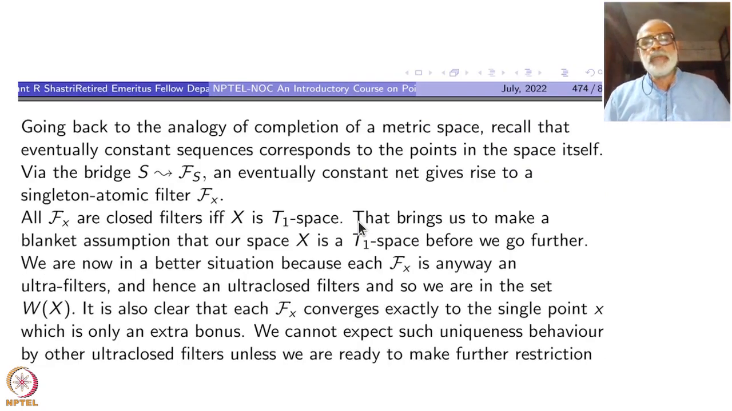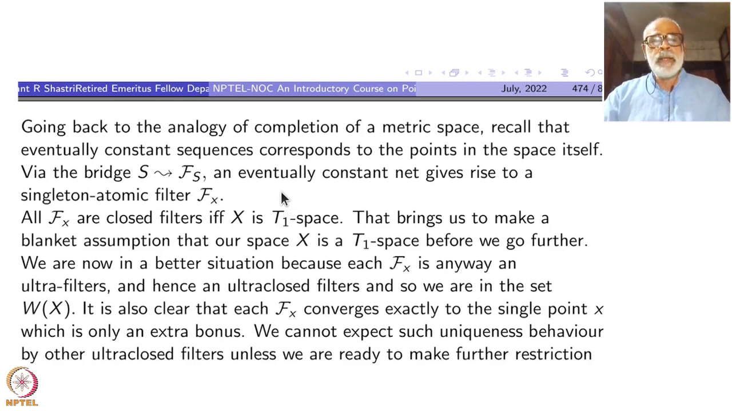Next, going back to the analogy again of completion of a metric space, recall that eventually constant sequences correspond to the points in the space itself, right? If you have some a1, a2, an, and then all a(n+1), etc. are equal to x, x, x, x, x, x, that sequence automatically converges to x. And then what did you do in the completion? The element x was identified with this Cauchy sequence, or the other way around, whichever way you want. So that was the map from the space X to the collection of all sequences, and then of course we introduced there some equivalence relation and so on, right? So that was the idea.